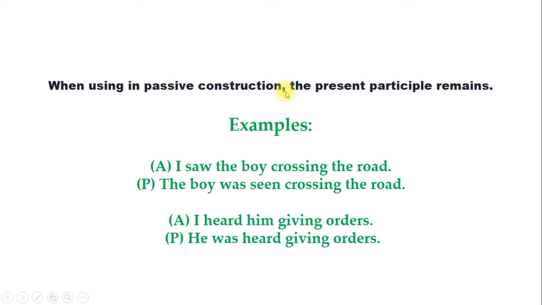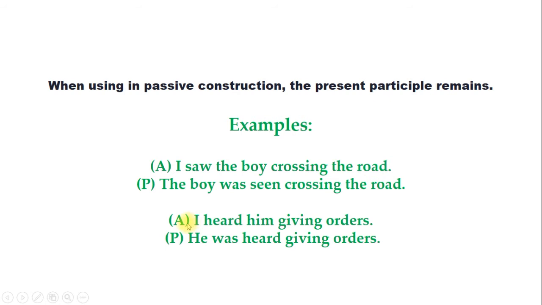When using the passive construction, the present participle remains. So this is different from verb pattern 5. Here in verb pattern 6, there is nothing different with the present participle. So in the active sentence, we have I saw the boy crossing the road, and then in the passive construction, the sentence becomes the boy was seen crossing the road. Here we have the subject the boy from the object, followed by an auxiliary, followed by the past participle of the verb saw, and then followed by the same thing, crossing the road.